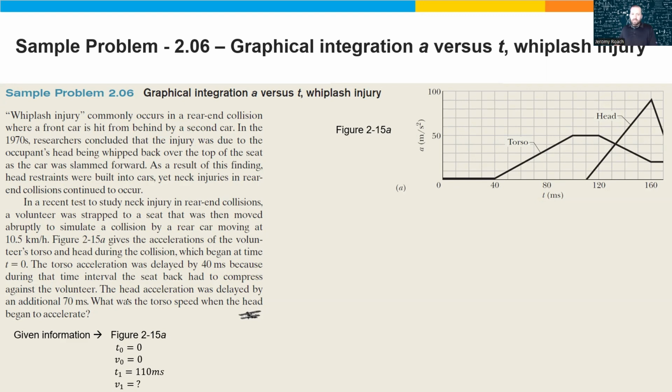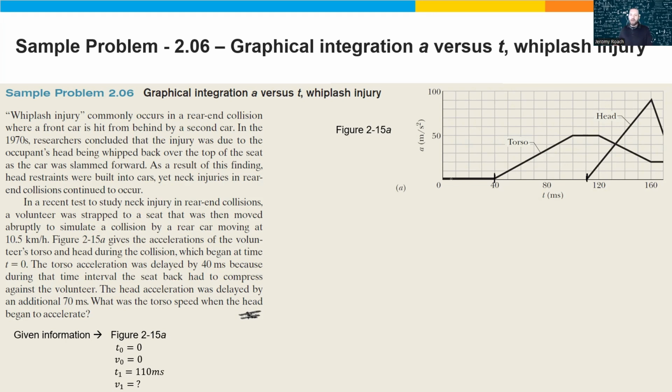And then the acceleration was delayed by an additional 70 milliseconds. So the head acceleration was delayed by an additional 70. That means from here to here the person's head didn't move at all. You can think of it as they were strapped to the seat and then someone pushed them, not very much, but still they got a decent push. And this is what happened.